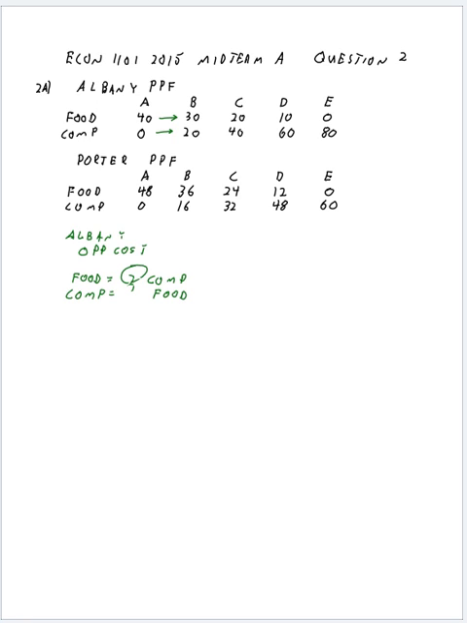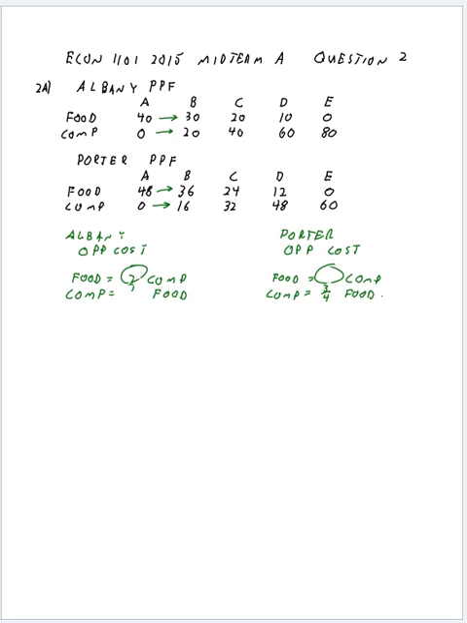And now we need to look at Porter's opportunity cost. And we can see that when we gain 16 computers, we are giving up 12 units of food. So that means for Porter, the opportunity cost for food is going to be 16 over 12, or 4/3 of a computer. And the opportunity cost of computers is 3/4 of a unit of food.